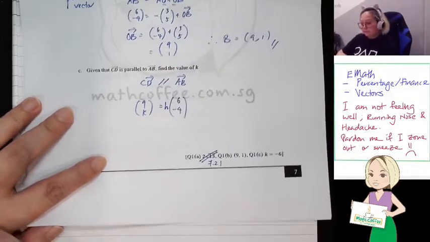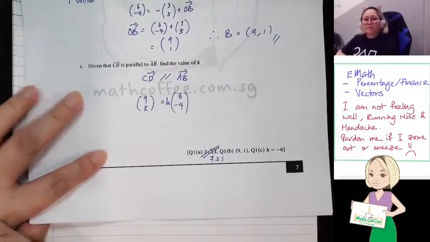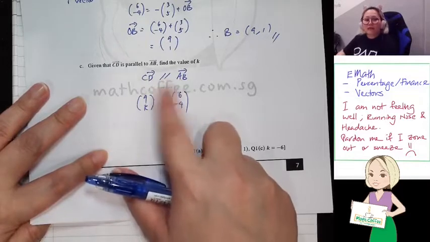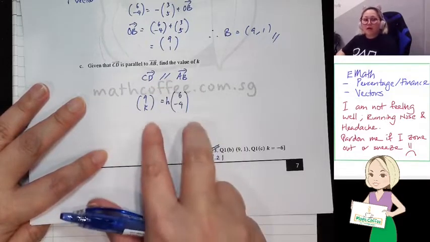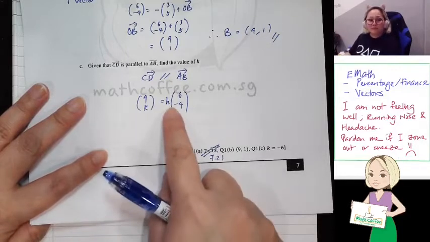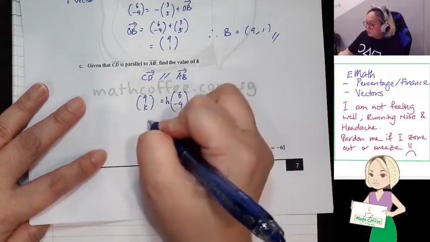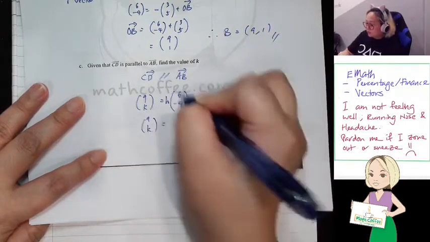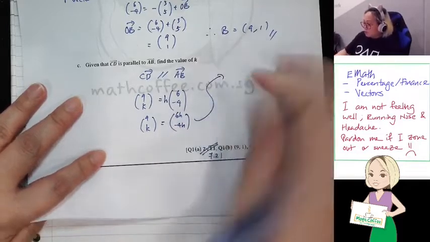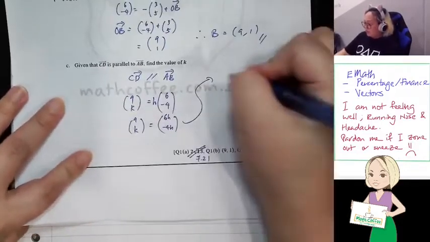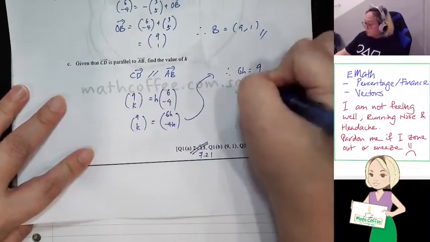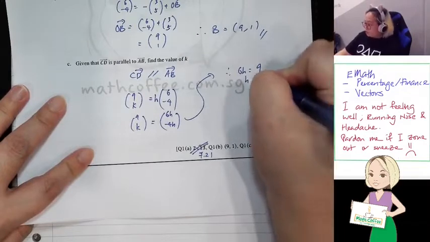Okay? So just remember that when we talk about two vectors are parallel, they are column vectors, we can say they're equal to each other with a scalar number, which we don't know what it is. So all you need to do is just plug this in. So it becomes 6h, minus 4h. So with here, you can compare. So you know that therefore 6h is equal to 9. So you solve your h, which will give you 3 over 2.